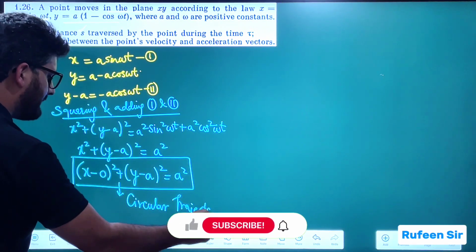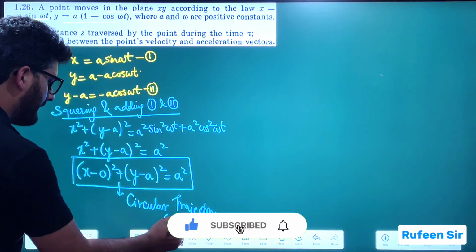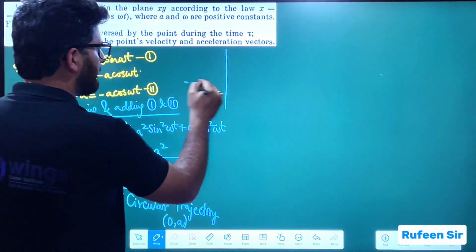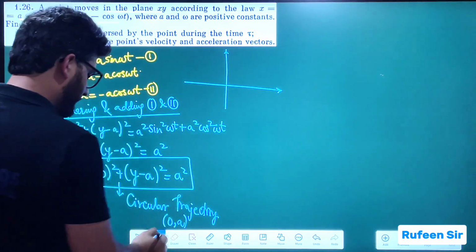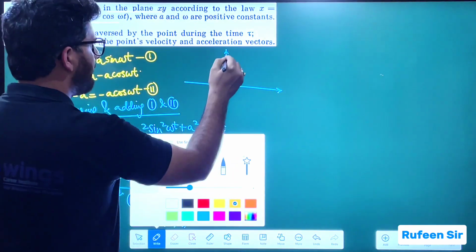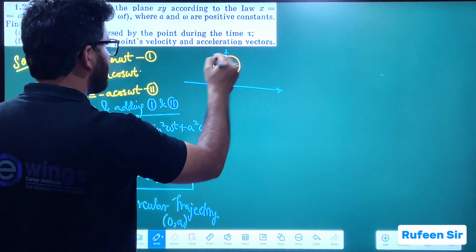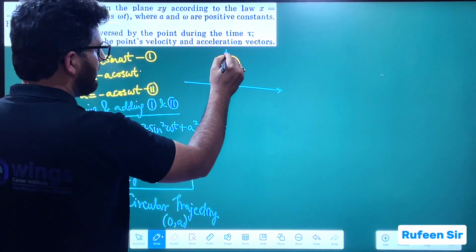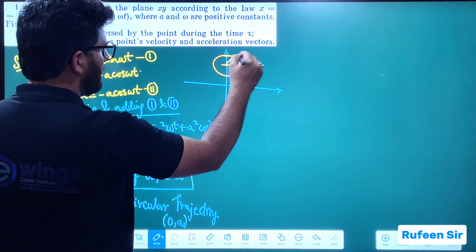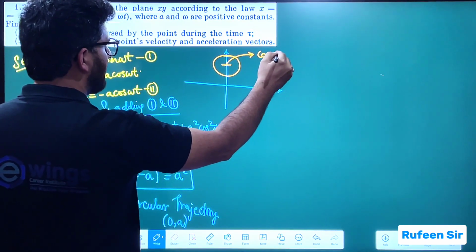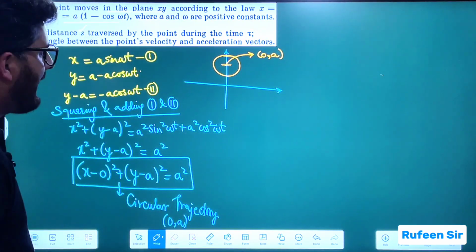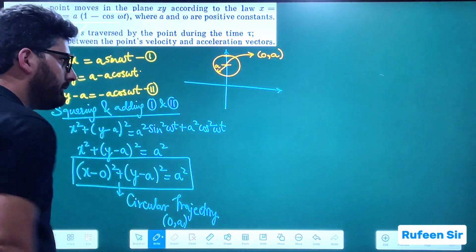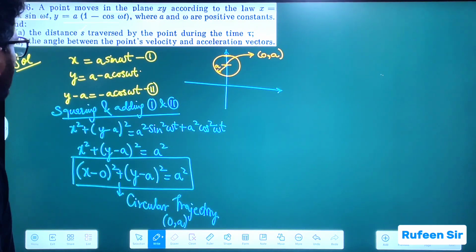Where will be the center? The center will be 0, comma a, lying on the y-axis. The trajectory will be like this. If it is a circle, the circle will be like this, and the center of the circle will be over here. This will be the circular trajectory. This point will have coordinates 0, comma a, lying on the y-axis, and its radius will be equal to a. This is the trajectory. Now, what is the distance covered?